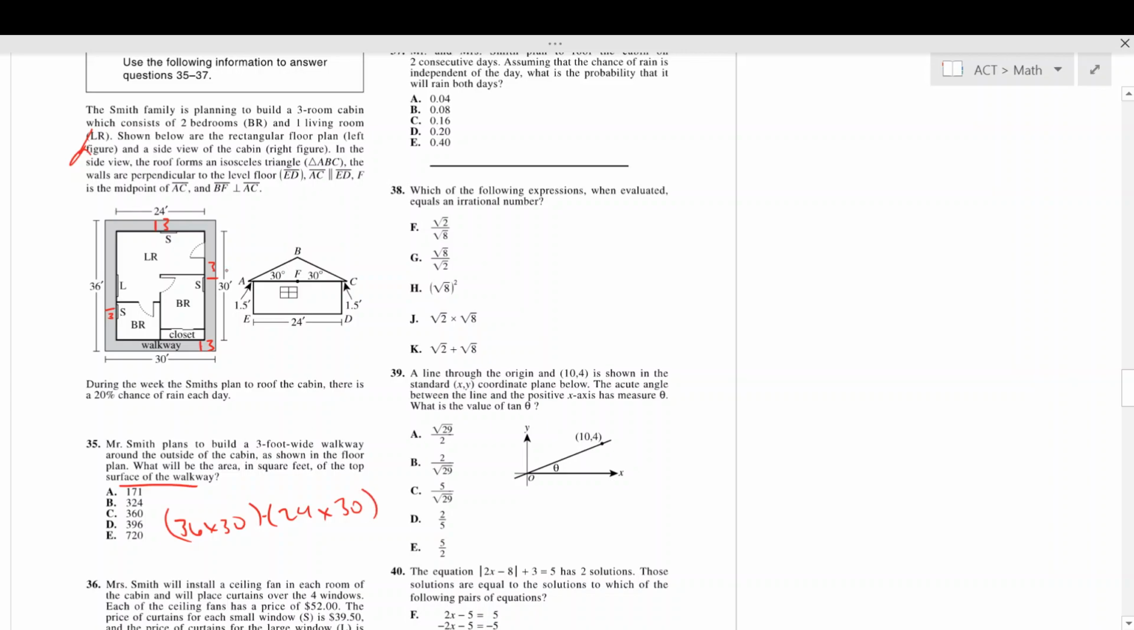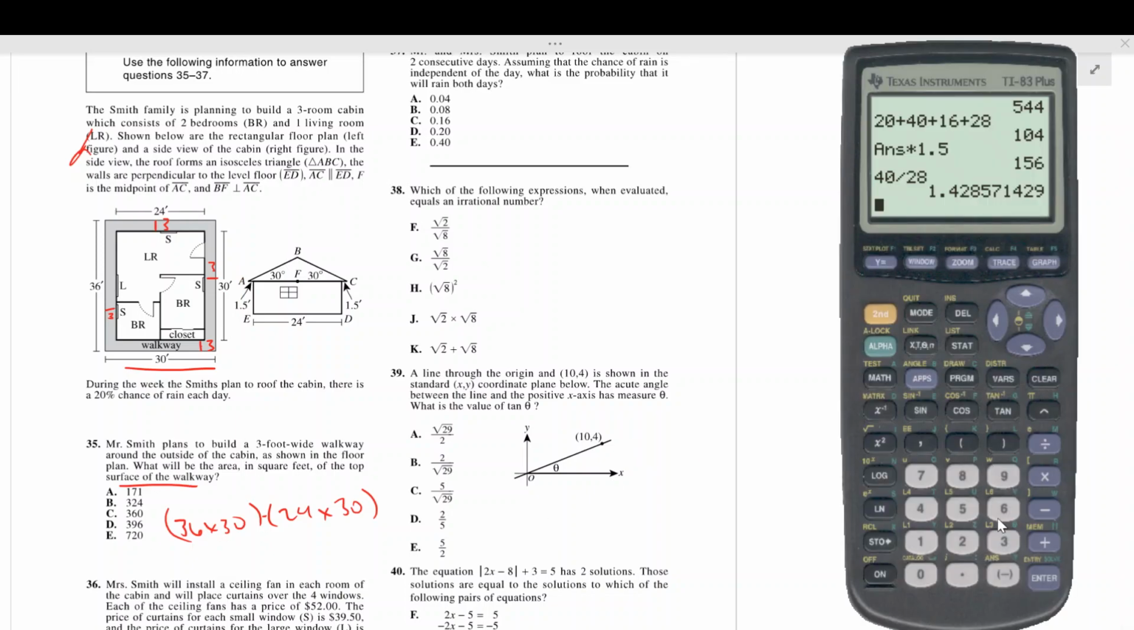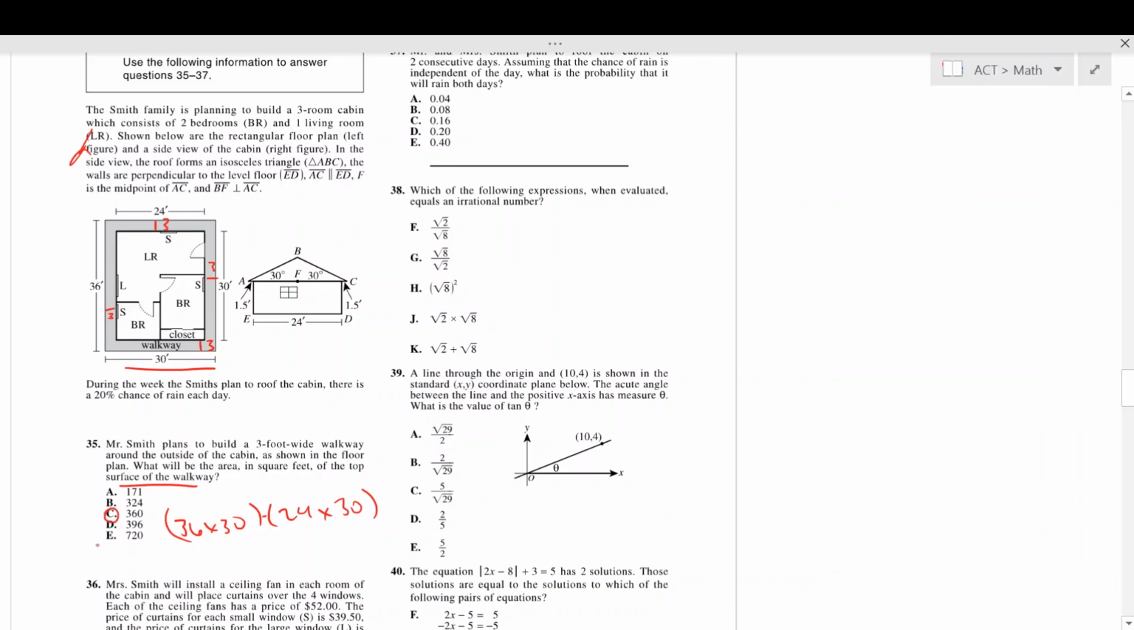And if they didn't give us the dimensions of the small rectangle, we could figure them out ourselves. So this side is 30, which means this small side here must be 30 minus 3 here minus the 3 here, and that'll give us minus 6. 30 minus 6 is 24. And then we could do that to get the 30 side as well. So let's just do the subtraction in a calculator, of course, because you could do that by hand, but it would take way too long, so I'm just going to use a calculator to save time. 360. That is the area in square feet of the walkway, the top surface of the walkway.